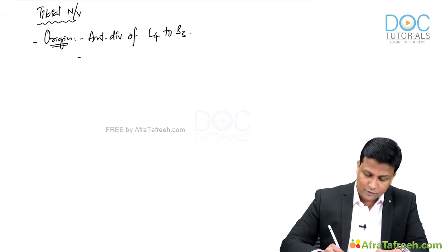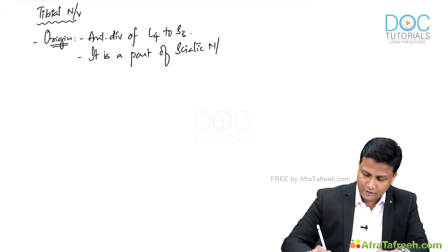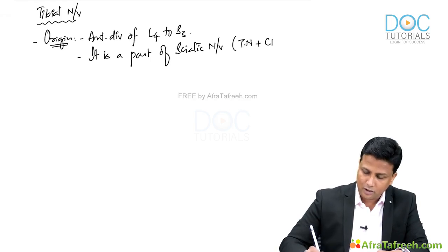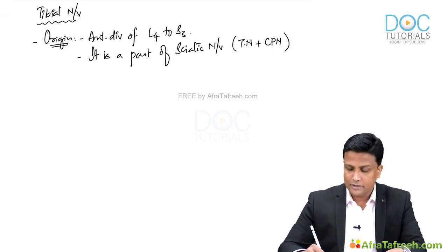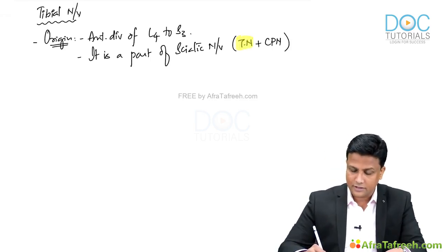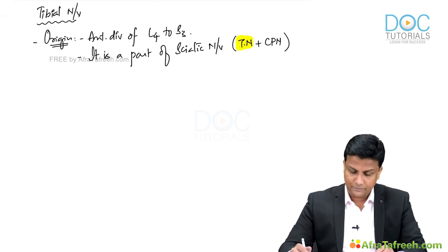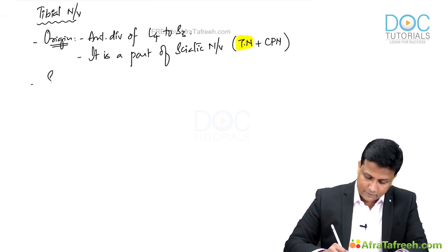And here itself, you also write down there, it is a part of sciatic nerve, so that you don't forget this during the revision. So what is your sciatic nerve made up of? Nothing but tibial nerve plus common peroneal nerve. So sciatic nerve has got two components, tibial nerve and common peroneal nerve, and now we are concentrating on tibial nerve. So tibial nerve is a part of your sciatic nerve only.